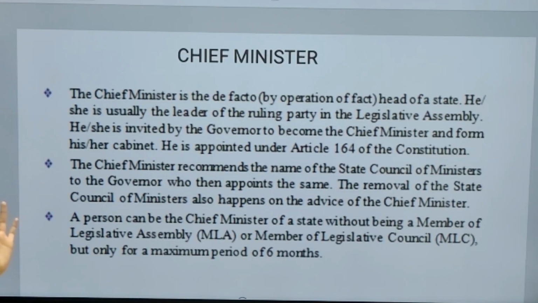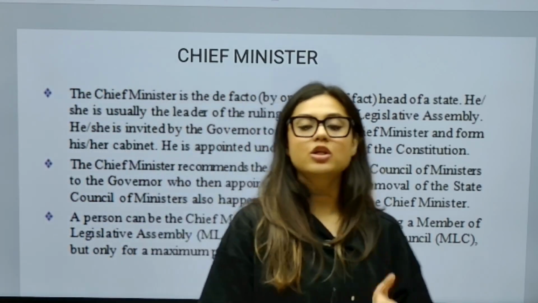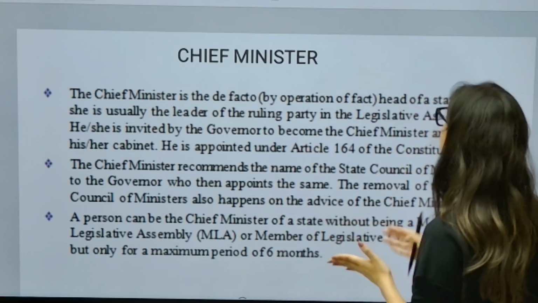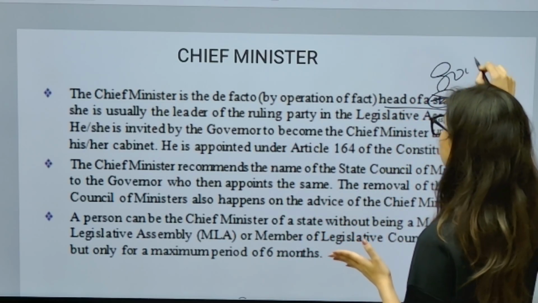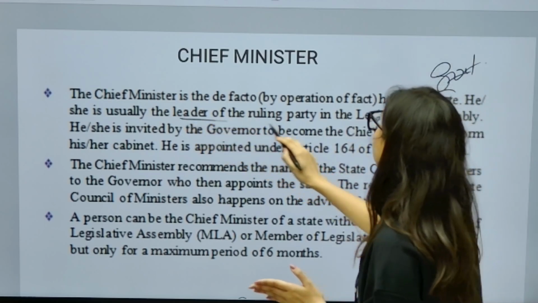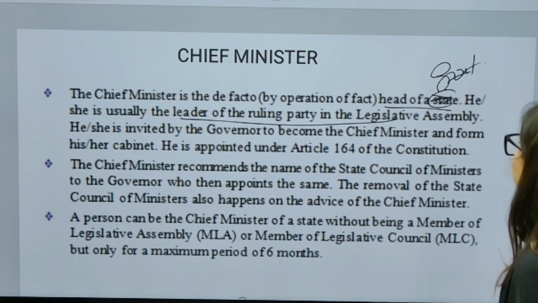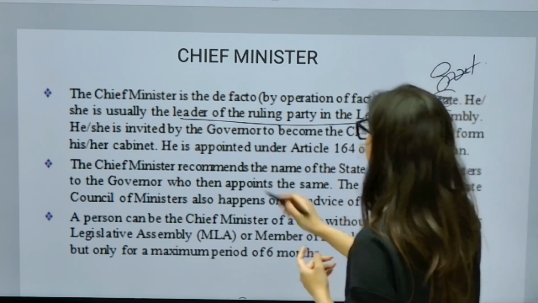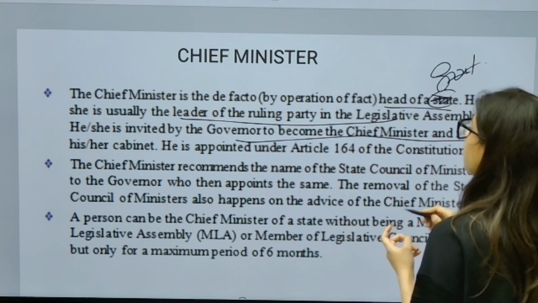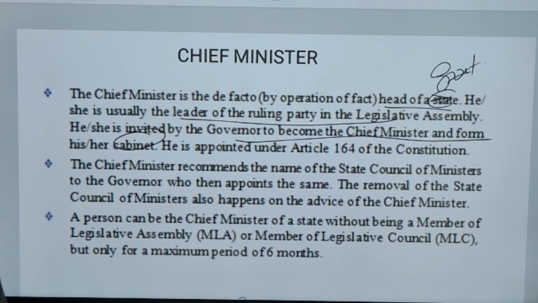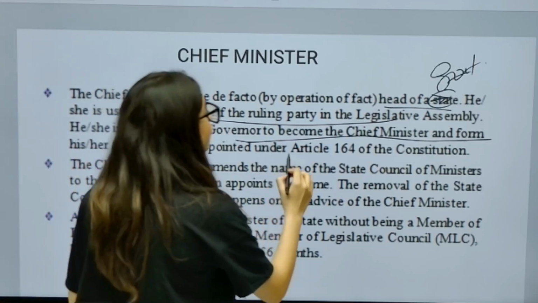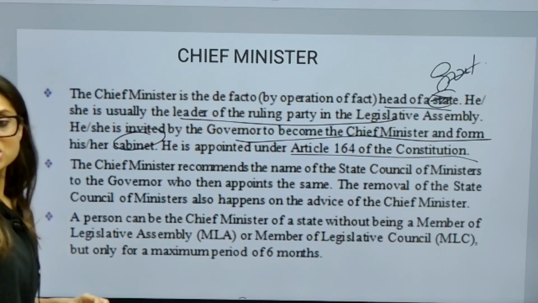Now next, last, is chief minister. Again, what is Prime Minister to the center? Chief Minister is to the state. Fine. He is head of the government. Leader of the ruling party in the legislative assembly, invited by the governor to become the chief minister to form her own cabinet, which is the council of ministers, appointed under article 164 of the constitution.